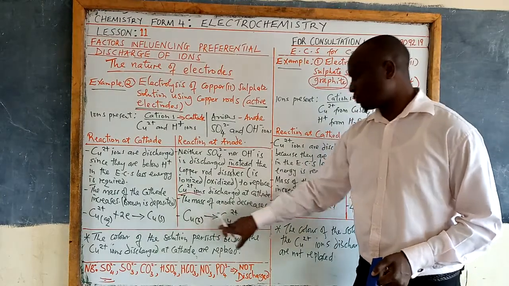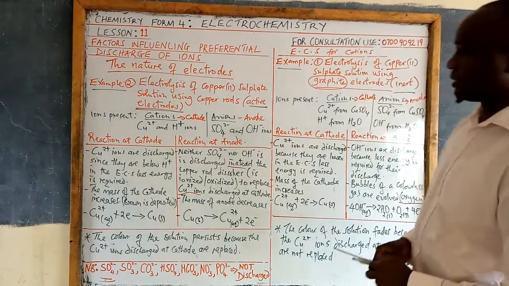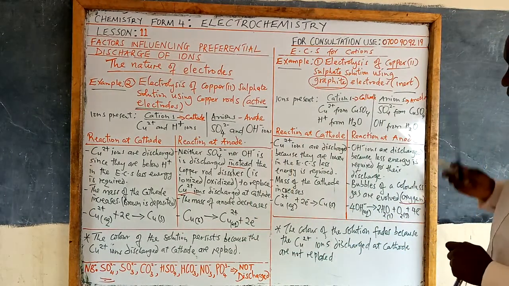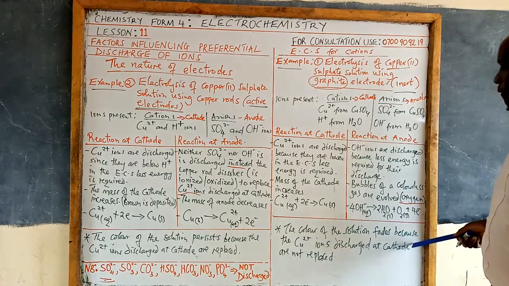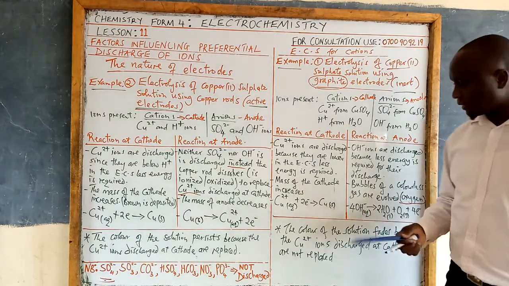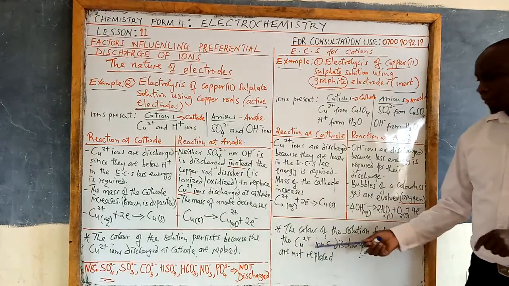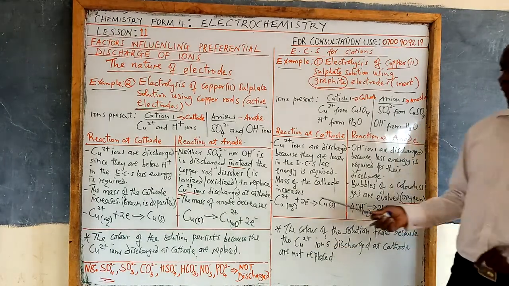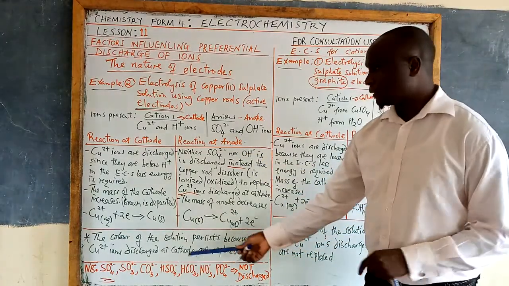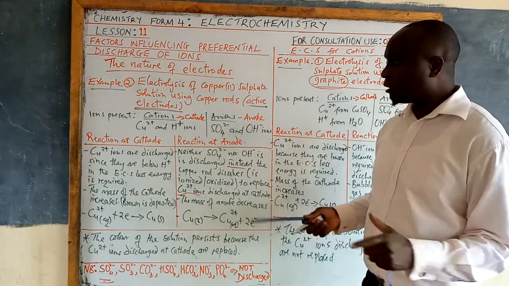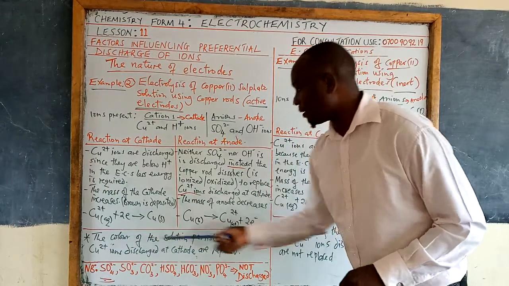Then another very important thing that you will observe is this. When you use inert electrodes, the color of the solution fades. Copper 2 sulfate is blue, as I'm going to illustrate shortly. The color of the solution fades because the copper ions that are discharged at the cathode are not replaced. But when we use active electrodes, the color of the solution persists. The intensity remains the way it was from the start of the reaction, because the copper ions that are discharged are replaced. So this marks the main difference between active and inert electrodes.